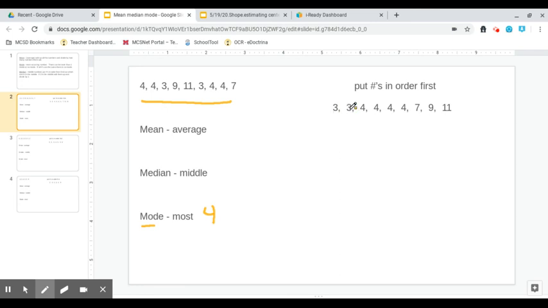Okay. The average, the mean, we add them all up. 3 plus 3 is 6, plus 4 is 10, plus 4 is 14, plus 4 is 18, plus 4 is 22, plus 7 is 29, plus 9 is 38, and plus 11 is 49. So when I added those all up, I got 49. To complete it, we have 49 divided by the count of numbers. There are 1, 2, 3, 4, 5, 6, 7, 8, 9. Oops, divide it by 9.